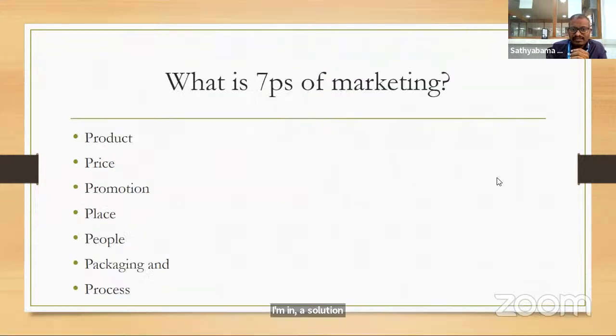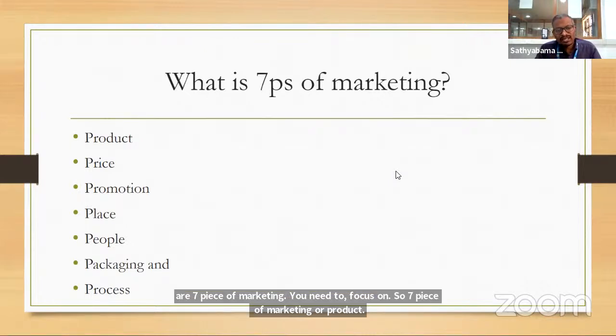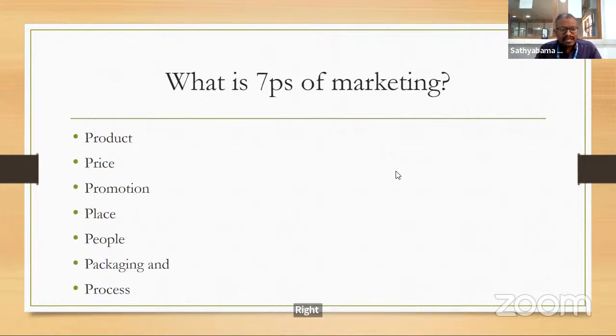Next. Previously we were discussing the 4 P's of marketing. Now it's somewhat elaborate. There are 7 P's of marketing you need to focus on. The 7 P's of marketing are product, price, promotion, place, people, packaging, and process. The first 4 P's we have already discussed.